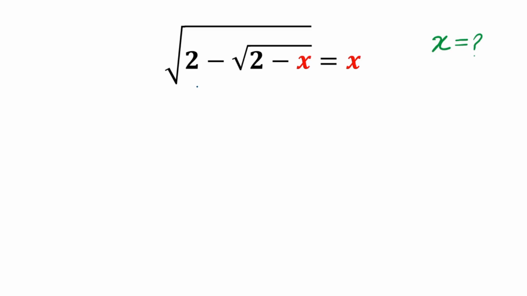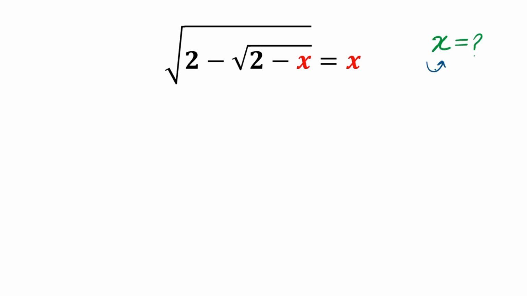Hello students, in this video we are going to solve a nice radical problem. Here, square root of 2 minus square root of 2 minus x equals x. We need to calculate all possible values of x.